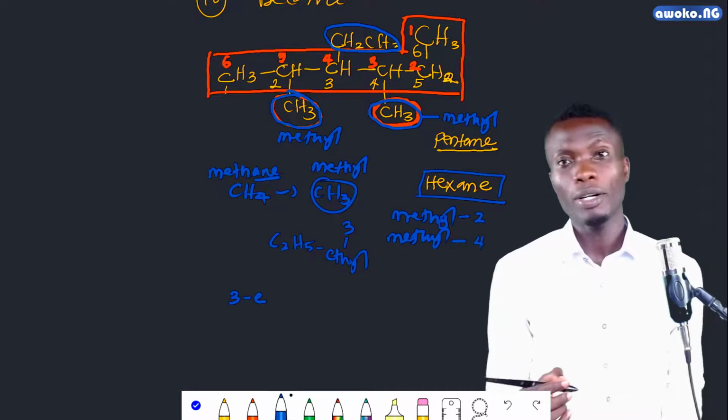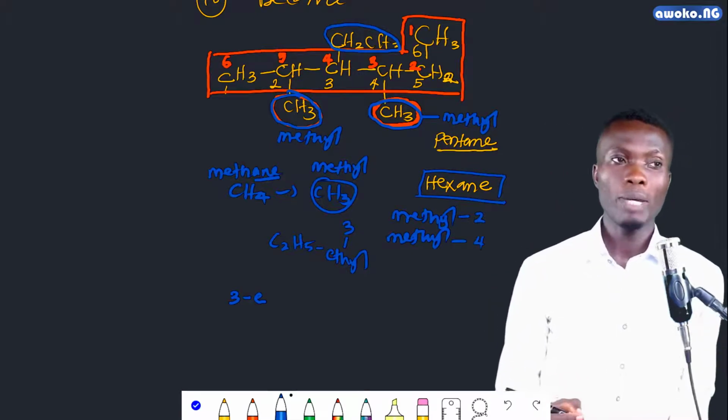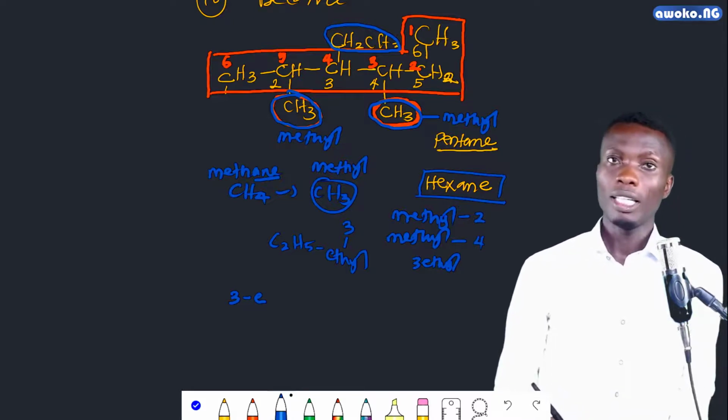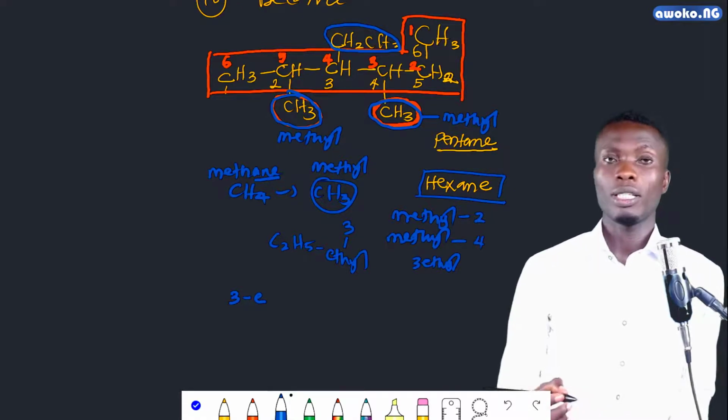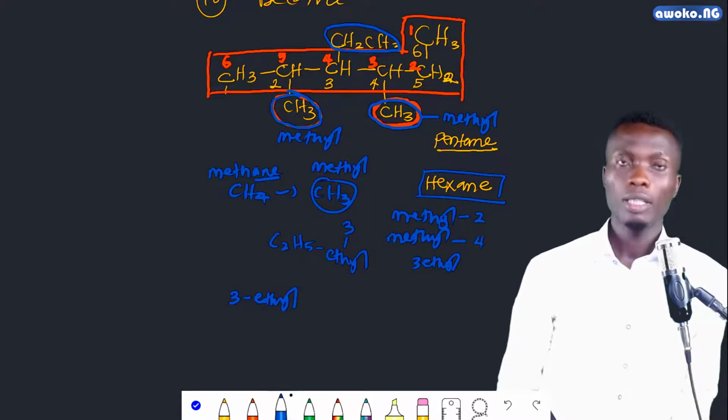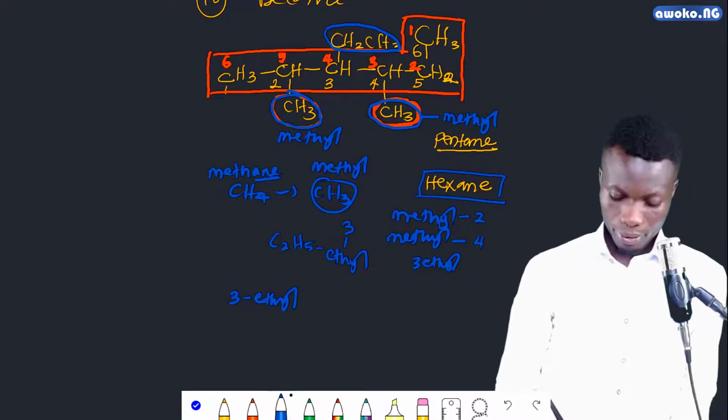That is the IUPAC set of rules, and you must obey it to the letter in order to get the correct name. So if I see someone coming to write just 3 ethyl, of course that is wrong, even if you get the position where it is placed, and you even got the name of the substituent or the branch correctly. So we have 3-ethyl. The other branch that is there, it's on position 2.